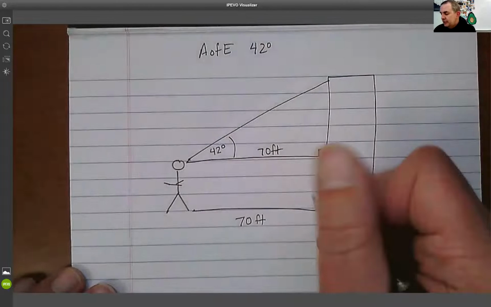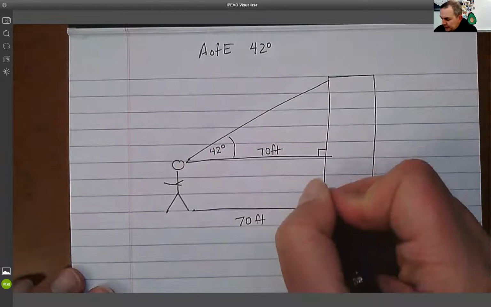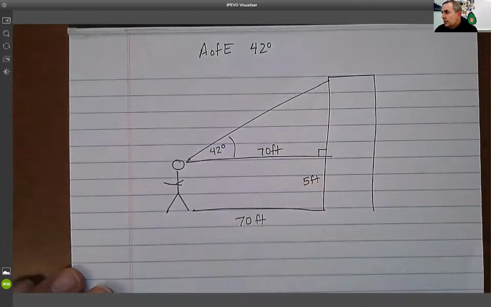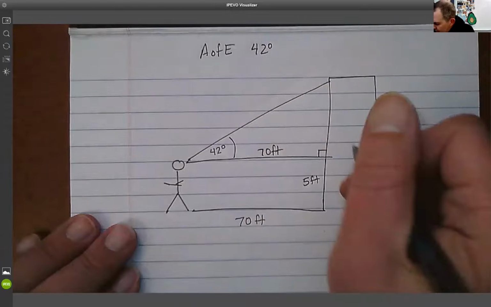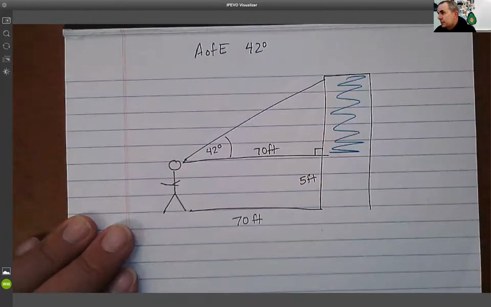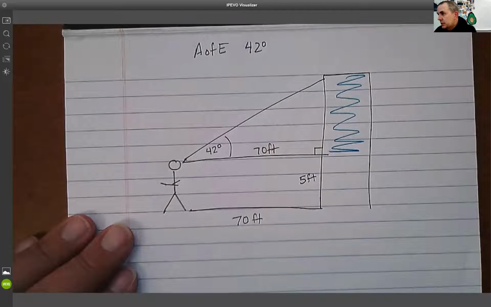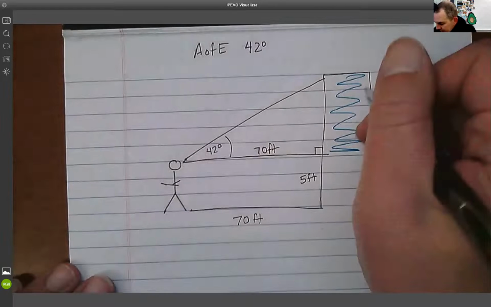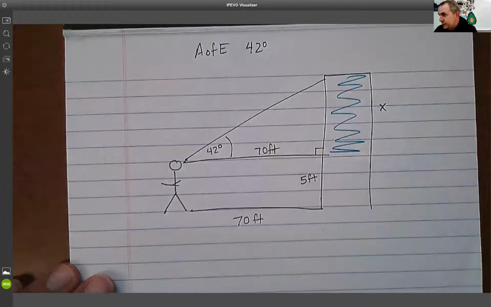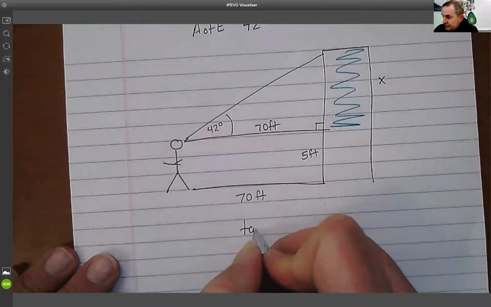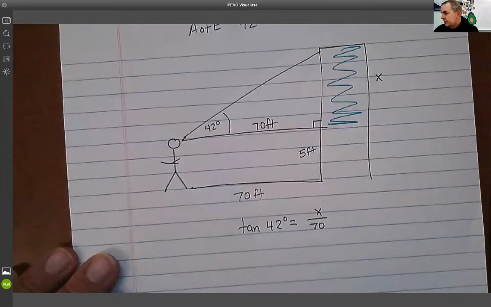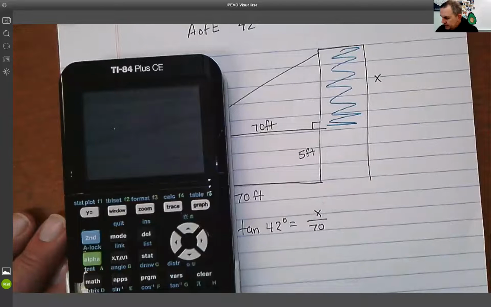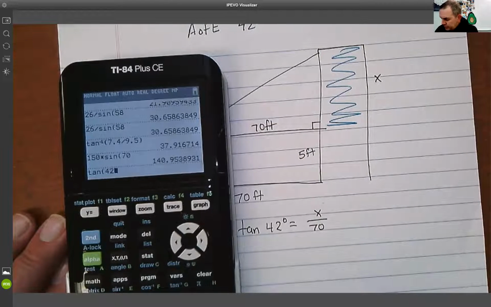And now here comes the deal. I need to know how high your eyes are off the ground. So let's say that your eyes are 5 feet off the ground. Now I can figure out the height of this part of the building, how tall that part of the building is, and then I'm going to add the 5 feet to it. So I'm going to go through the same process. That's opposite, that's adjacent. I'm going to say tangent of 42 degrees equals opposite x over adjacent 70. Grab my calculator. That's going to be tangent of 42 times 70.